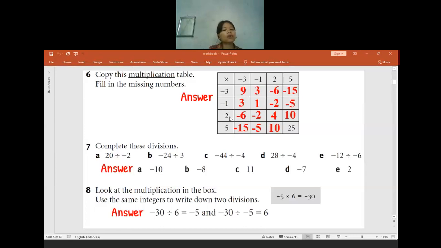But for 2 times negative 3, you know that 2 times 3 is 6. Positive times negative, the answer is negative. That's why it will be negative 6 for 2 times negative 3. Is there anyone who gets confused about finding the result of multiplication?